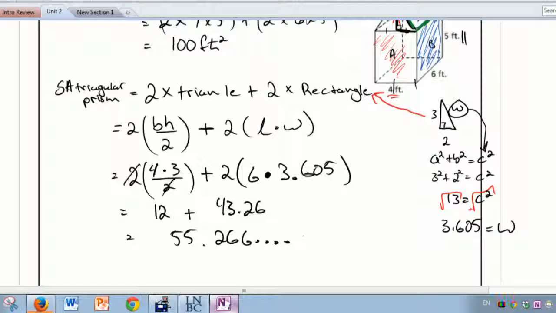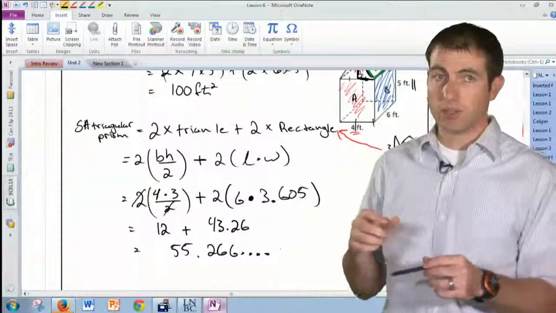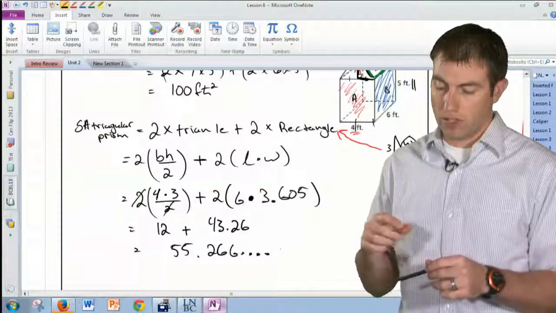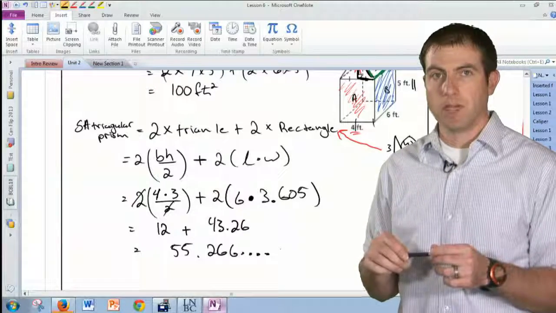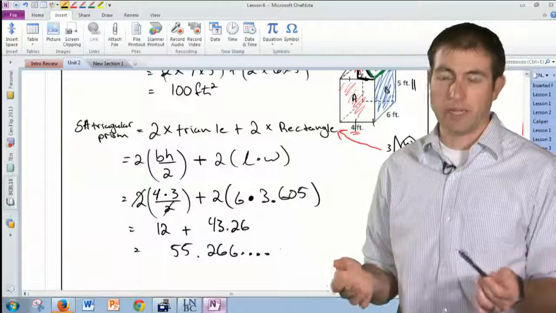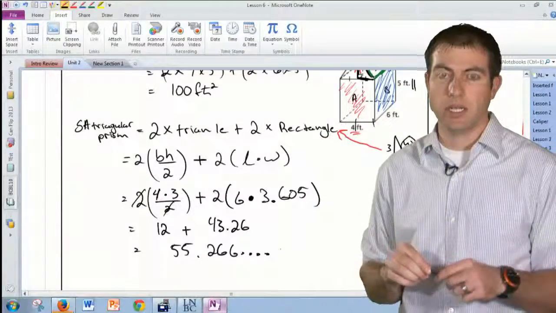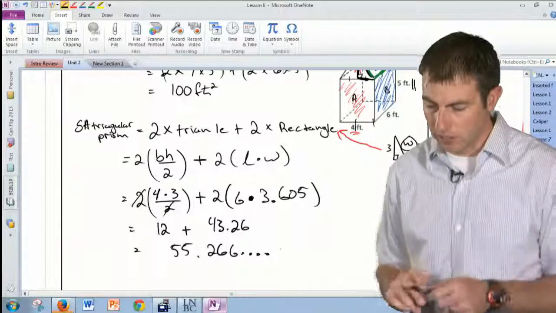So to just stop and think about where we're at, I found at the very beginning the area of the rectangular prism, or the walls of my shed. And now I just found, as part of the roof, that triangular prism, I found the surface area of that. So I'm not quite done yet. I've found the 2 composite parts, the surface areas I'm interested in. Now I need to take them and just add them together.